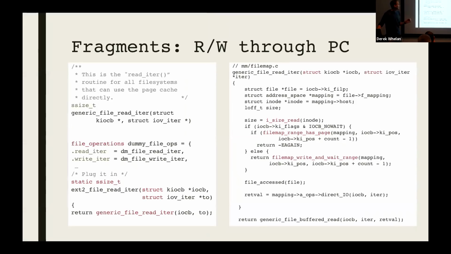Next thing is reading and writing through the page cache. Again, this is a generic problem, so we have generic interfaces in the kernel. We can just plug into those generic interfaces, which are, again, for the file read iteration, stubs for generic file read iter and generic file write iter. Those two methods under the hood are doing one thing.